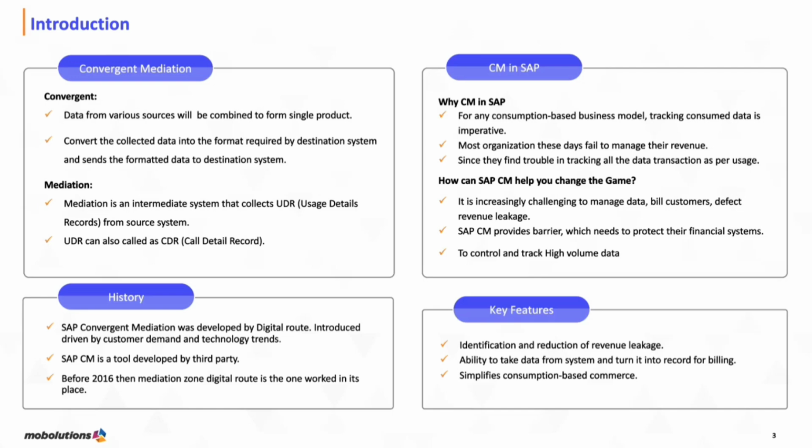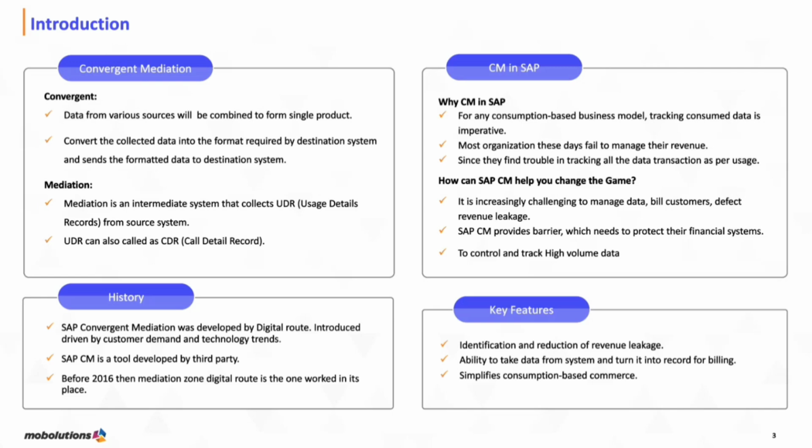It will allow you to track the consumption data. It will also allow the organization to track their revenue. Since the millions of records are huge for processing, it will be very difficult to track all the transactions based on the usage. But SAP CM will allow you to track all the input and output usage based on the need.